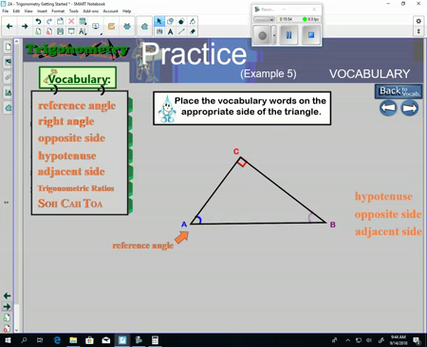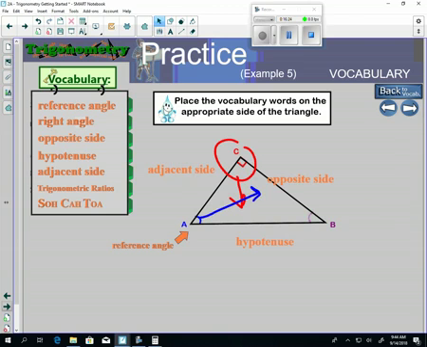Here's the triangle, a little bit changed, but just look for the right angle. Here's the right angle, the 90-degree angle. Remember, the side opposite that one is my hypotenuse. The hypotenuse is down here. If I'm looking for the opposite side to A, it would be here. And then my adjacent side would be over here.